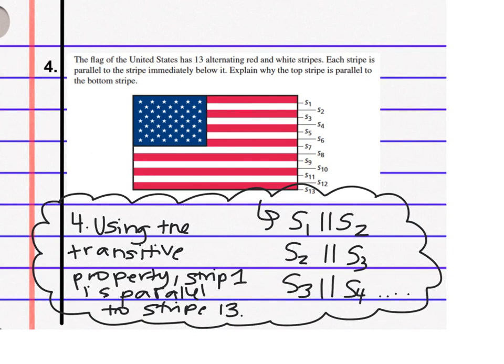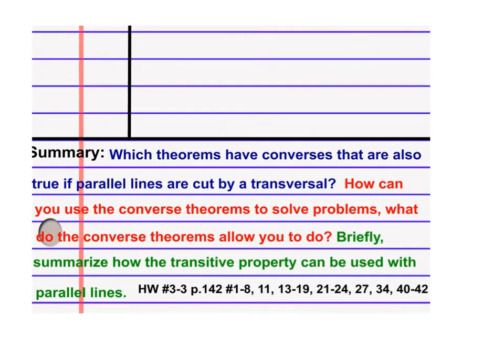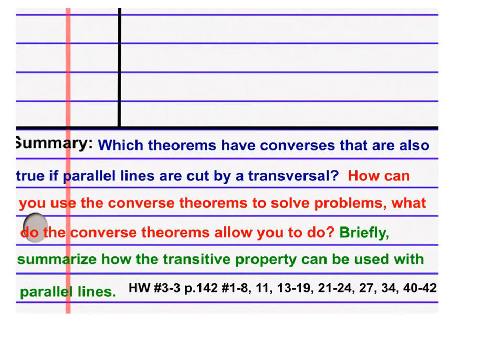Okay. All right, so hopefully you were able to follow the examples. You can always reach out for help if you need. Summary's a little long today, so the examples were shorter, summary's a little longer. Which theorems have converses? So just go back and look at the vocabulary. Which ones have converses? How do you use the converse to solve problems? So I wrote that out as well, but the red question is asking about when do you use a converse versus the theorem? So you should be talking about how you're using the converses to prove two lines are parallel. Last question, briefly summarize how the transitive property can be used with parallel lines. How have we been using the transitive property?